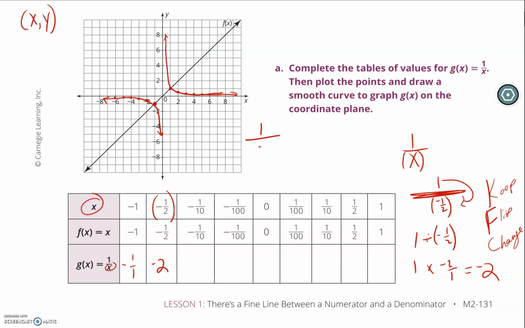So in real time here, 1 divided by -1/10, which would be, you flip and multiply, so you're multiplying by -10 over 1, which would be -10. Okay, so looking at the pattern, this one's probably going to be -100. 0 is just 0. Actually, that's undefined.